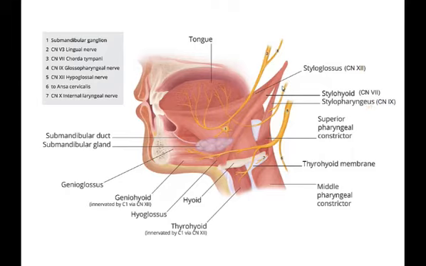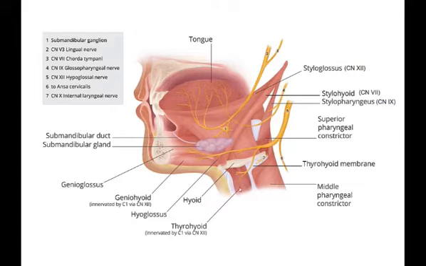Please do note, however, that the pharyngeal constrictors are innervated by the pharyngeal branch of the vagus nerve, so cranial nerve number 10, with the exception of the stylopharyngeus, which is innervated by the glossopharyngeal nerve, cranial nerve number 9.